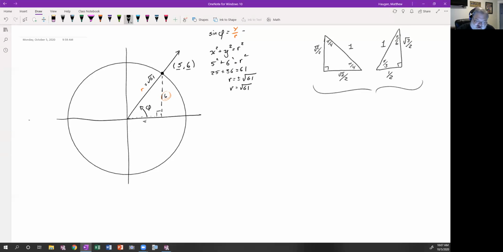So our sine value for that angle would be our y over r, an analogue for our opposite over hypotenuse. So 6 over the square root of 61, which you would, of course, rationalize.